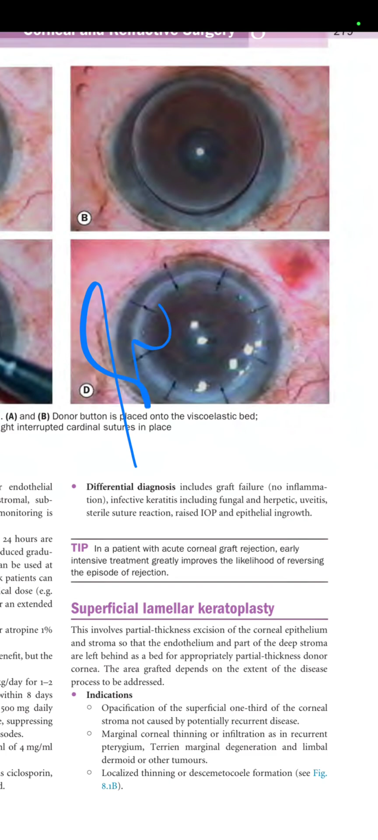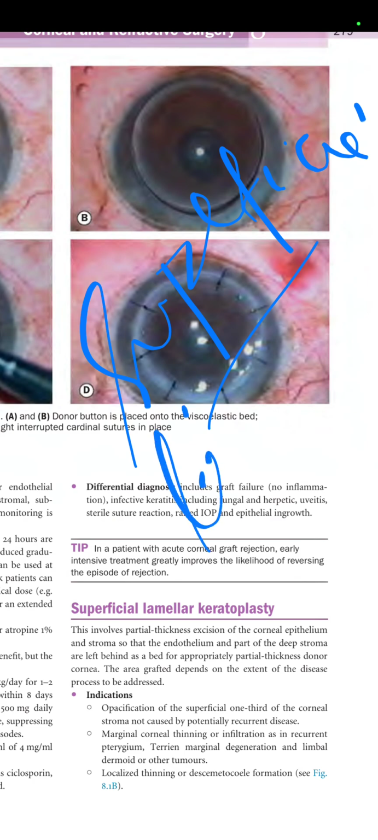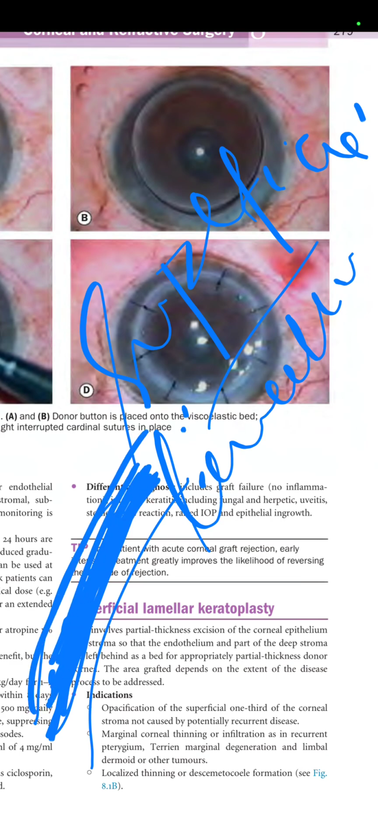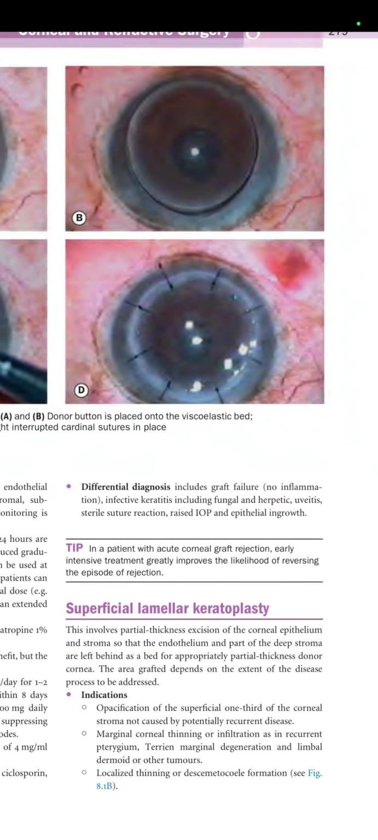So basically, as the name suggests, it is going to replace the superficial layer of the cornea. For example, if a patient has a disease in the anterior part of the stroma, such as some kind of dystrophy, then you can remove the epithelium and the stroma, leave the rest of the stroma and endothelium intact, and replace it with only those layers of the donor cornea tissue.